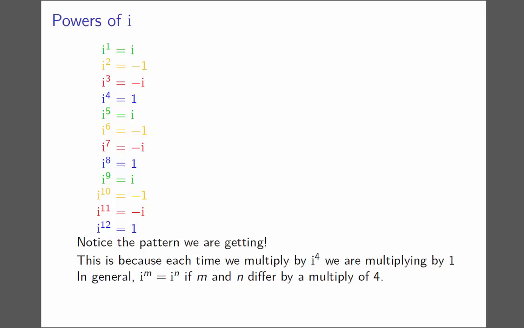In general, if we have two exponents, m and n, then what we get is i to the m equals i to the n if m and n differ by a multiple of 4. For example, i to the 11th equals i to the third, because 11 minus 3 is 8, a multiple of 4. Or in other words, i to the m equals i to the n if m minus n is a multiple of 4.